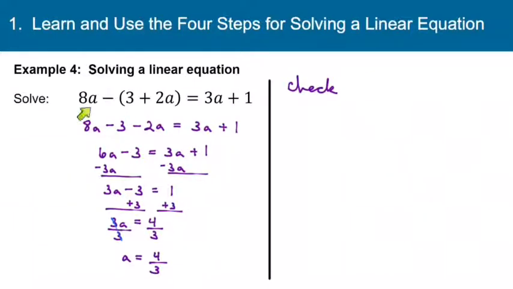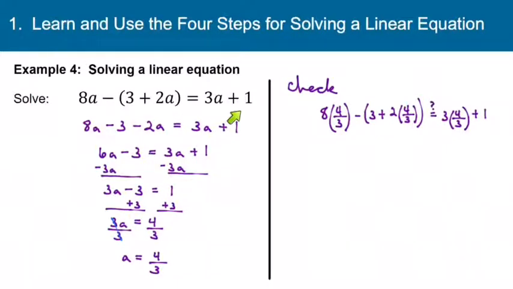Let's put 4/3 in the place of a. So we'll have 8 times 4/3 minus parentheses 3 plus 2 times 4/3 equals 3 times 4/3 plus 1. Now, I know this looks a little bit daunting, but we know how to multiply fractions together, and it's really not that bad. Let's go ahead and multiply 8 times 4/3 and also 2 times 4/3. So we'll do that first.